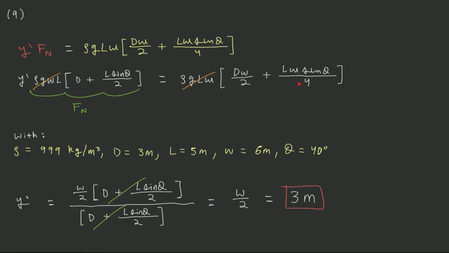Simplifying for y prime, it turns out that when you plug in fn here, and you plug in the expression that we just calculated in the previous slide, and you simplify for y prime, you see that it's just equal to w over 2. And that makes perfect sense, right?